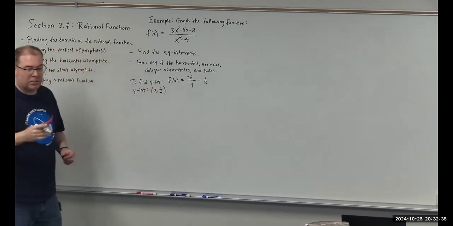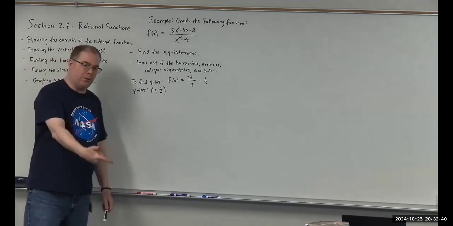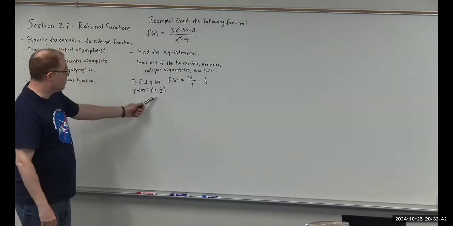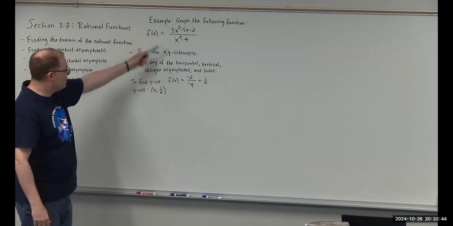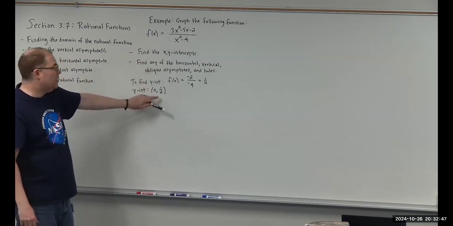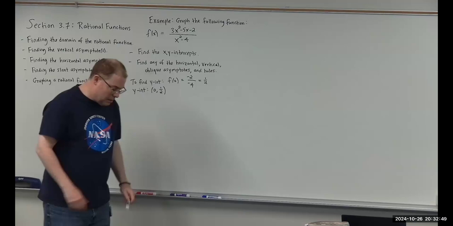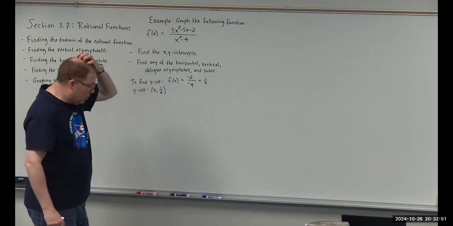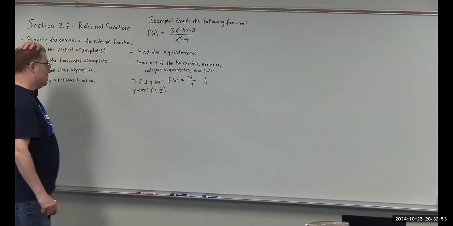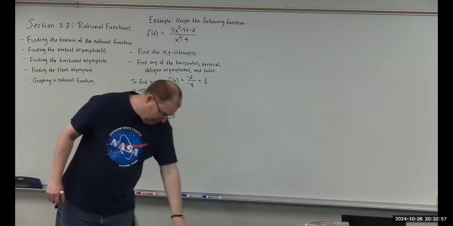So basically, just let x be 0 and then solve for the output. That's where the graph of this function is going to cross the y-axis. All right. So the next thing is to look for the x-intercept.